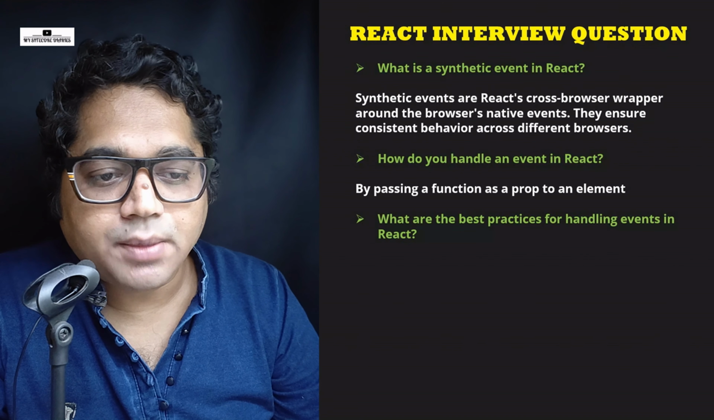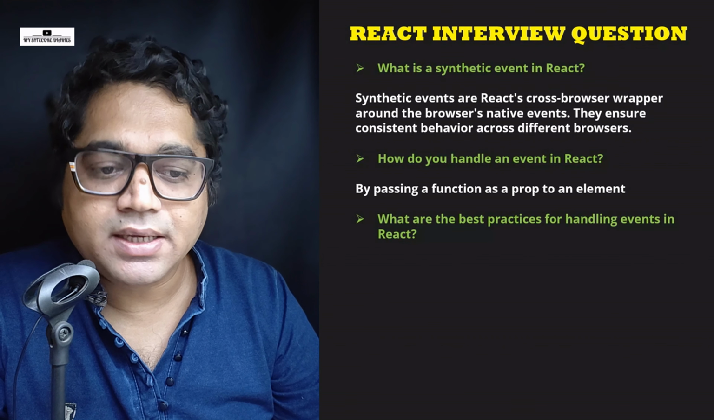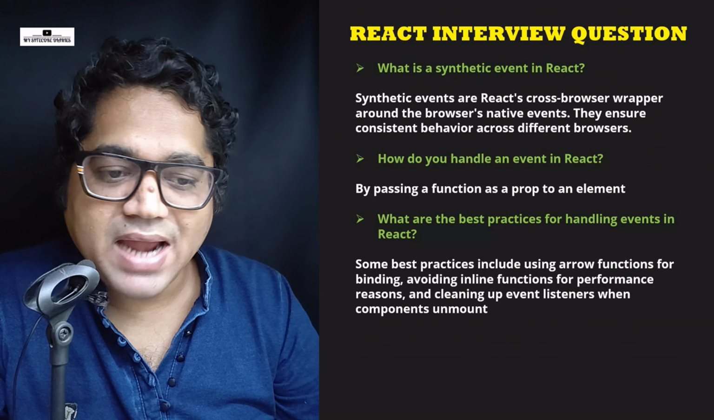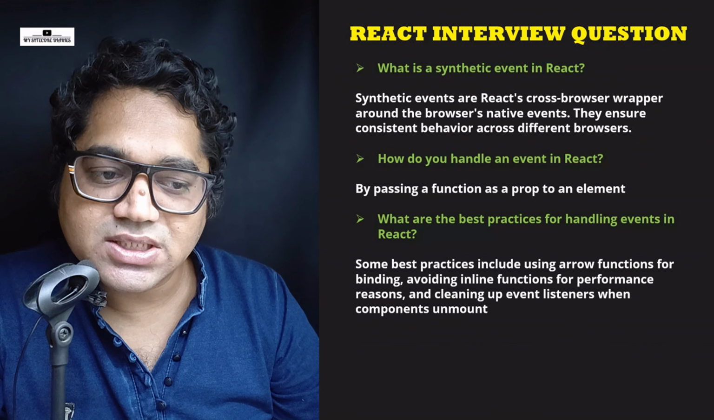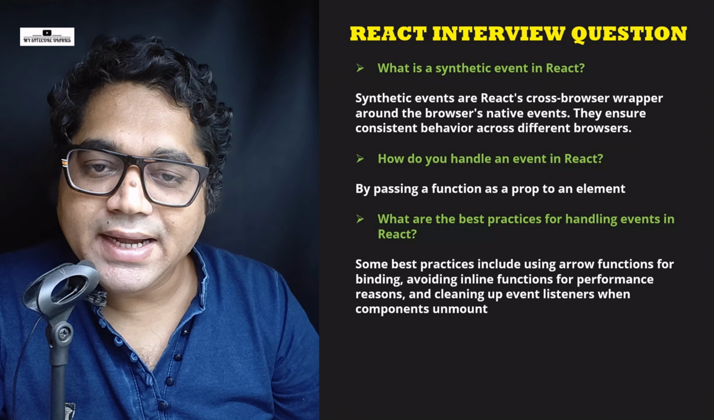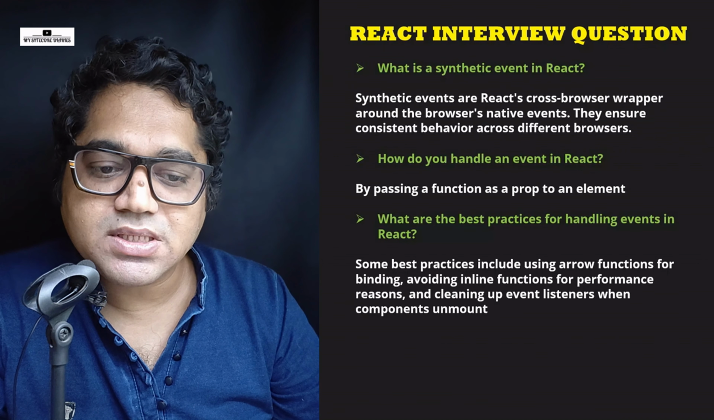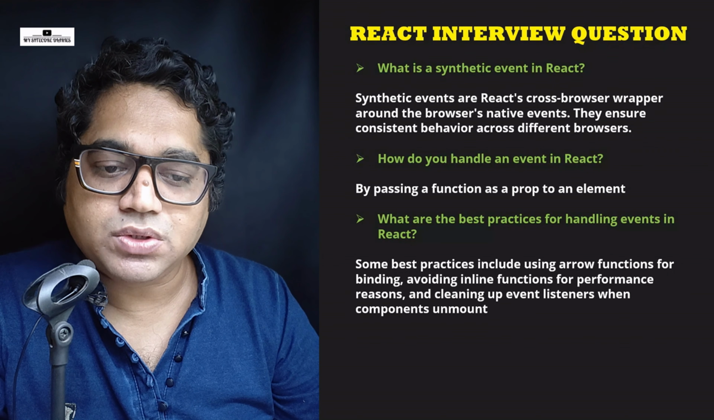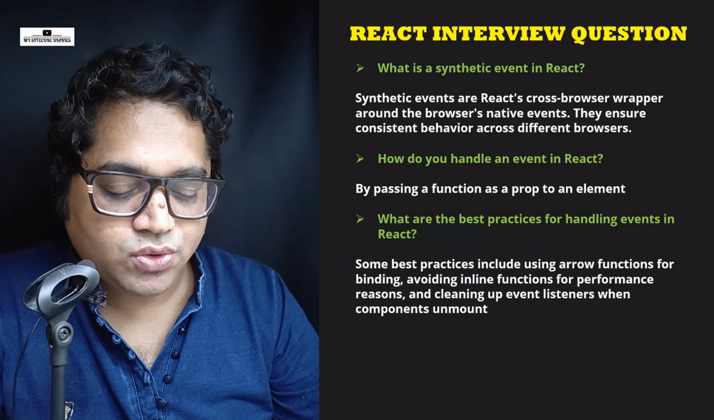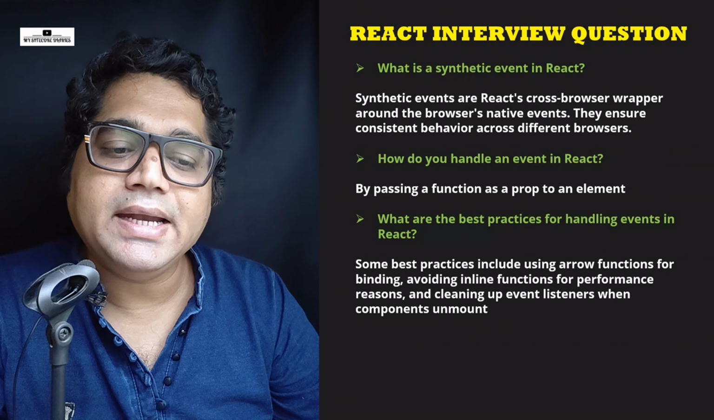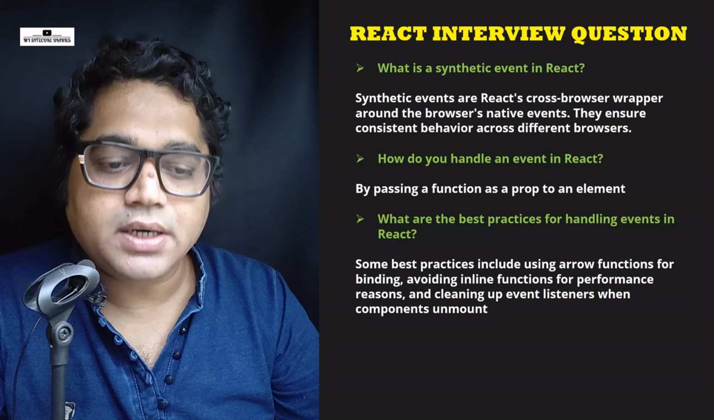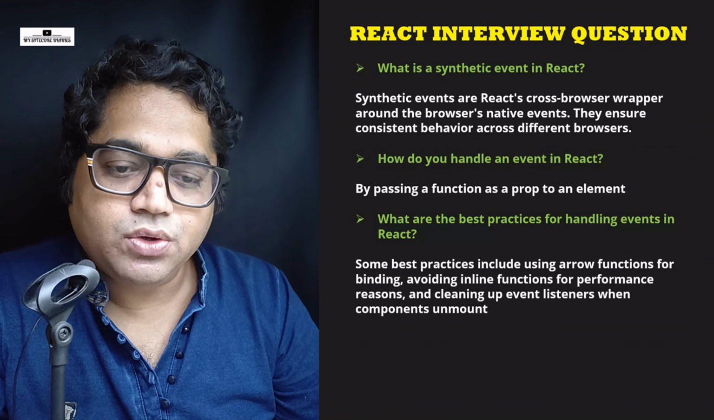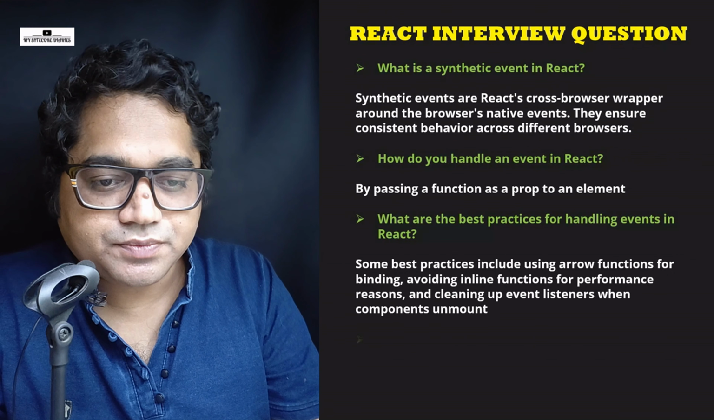Third question, what are the best practices for handling events in React? Some best practices include using arrow functions for binding, avoiding inline functions for performance reasons, and cleaning up event listeners when components unmount. So first is using arrow functions, second is avoiding inline functions, third is cleaning up the event listener when your component is unmounted.